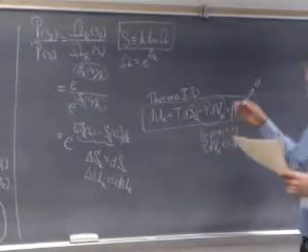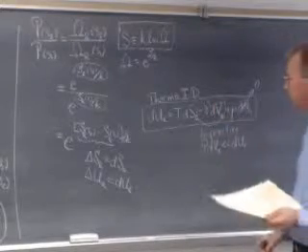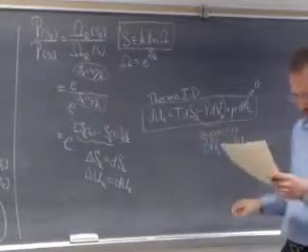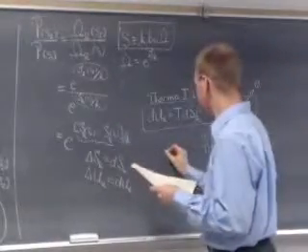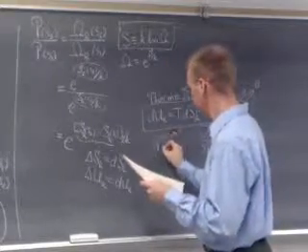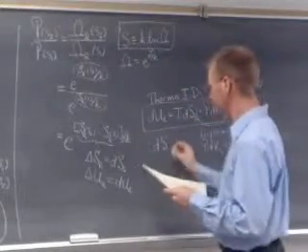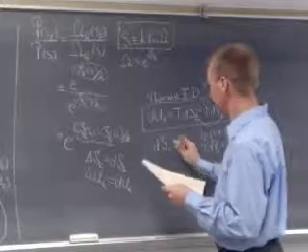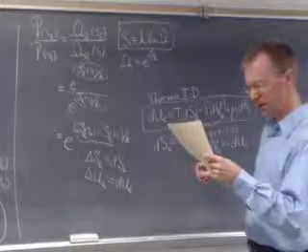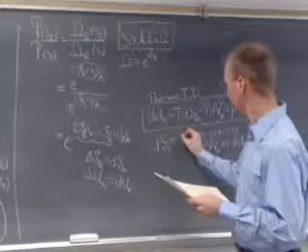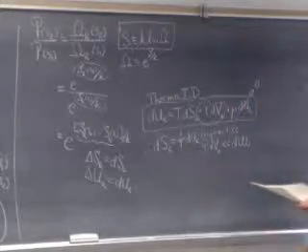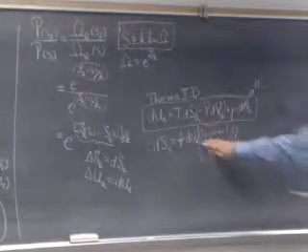Therefore, I can ignore this term here. And I'm left with just dU sub r equals T dS sub r. Or, I want dS, that'd be 1 over T dU.